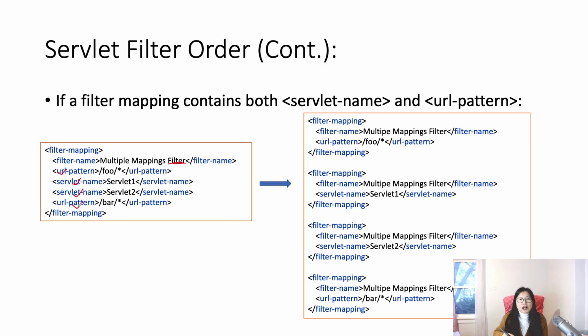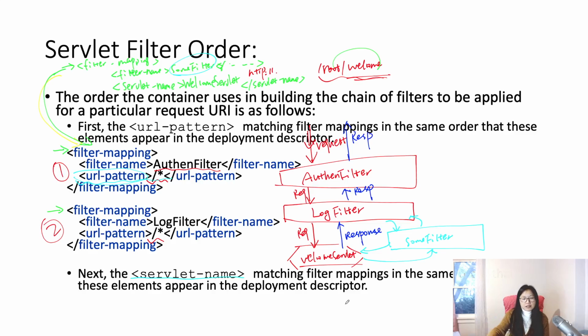The container will expand the filter mapping to be duplicated. Can you see here? Previously, we only had one filter mapping. Based on the servlet name and URL pattern, it will expand to 4. And the order for them is based on the order you defined in the original source code, and that's the order for each expanded filter mapping. See here, this is 1, 2, 3, 4, and here is 1, 2, 3, 4. And after that it is based on the same rule: first URL pattern, second the servlet name.